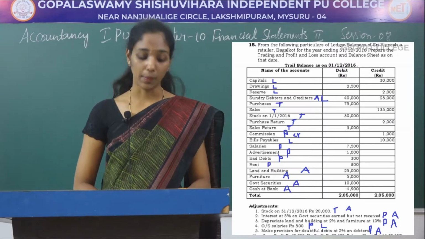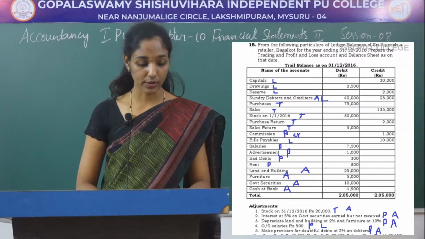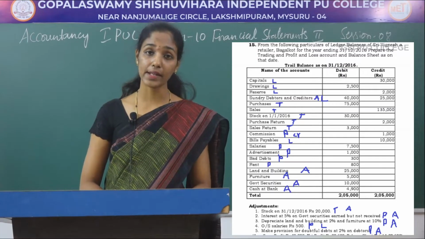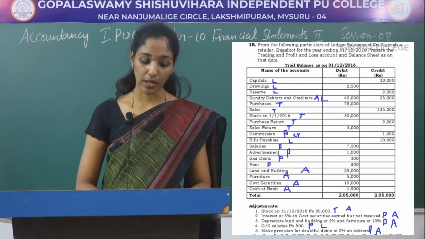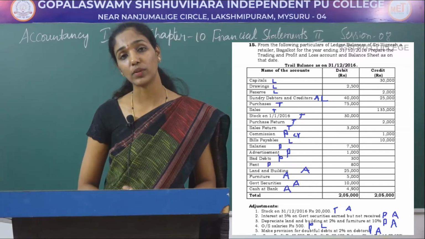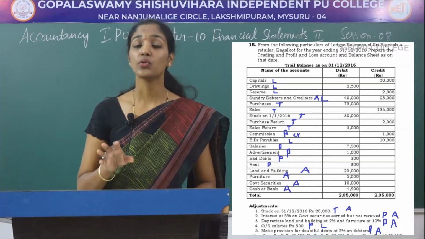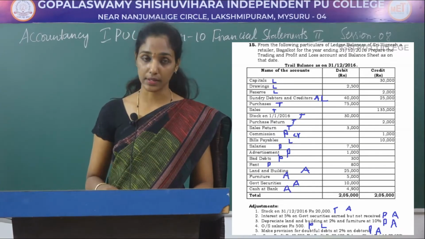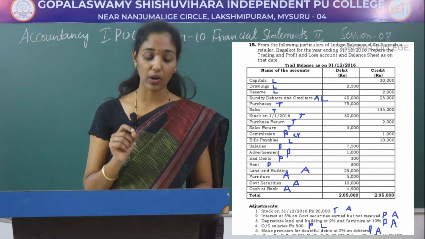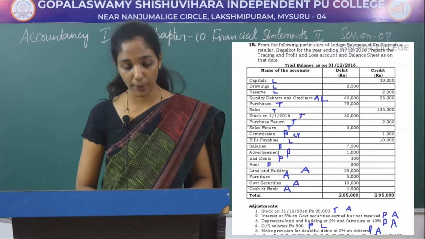Bills payable liabilities, salaries profit and loss account, advertisement profit and loss account, bad debts profit and loss account, rent profit and loss account, land and building assets, furniture assets, government securities. It is also one kind of investment made by the company on government securities. So it is an asset to the business. So you should mark it as A, capital letter A in front of government securities. Hence it should be recorded on the asset side of the balance sheet.